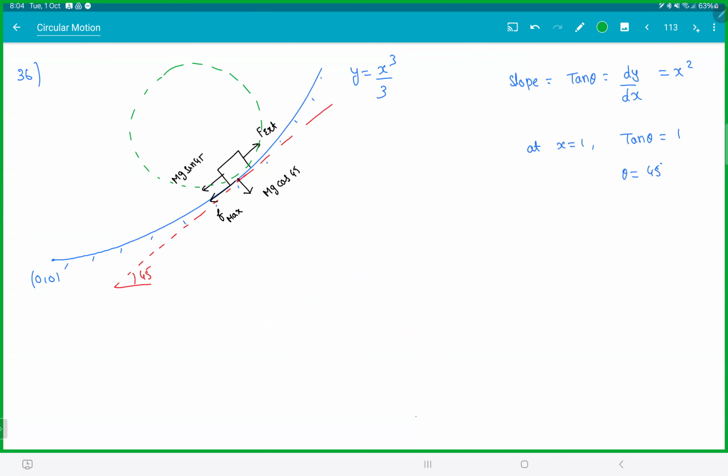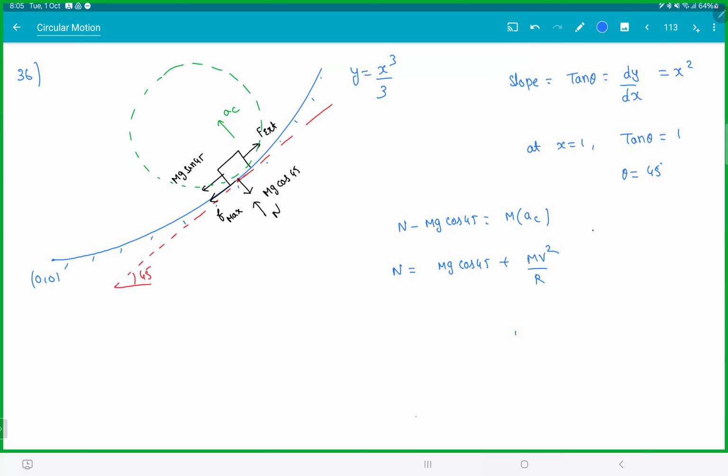Since it is going on a part of a circle, there will be a centripetal acceleration, and there is also a normal reaction inward. The most common mistake people make is to forget the centripetal acceleration. So N minus mg cos 45 is mass into centripetal acceleration. Is that clear, everyone? So this would be mg cos 45, and centripetal acceleration is mv square by r. This is where people get stuck. They don't know what r is.